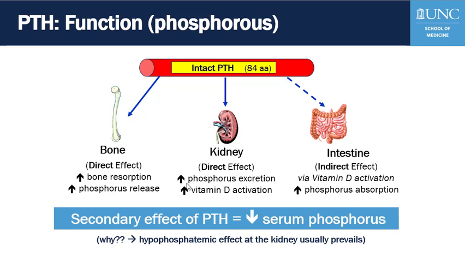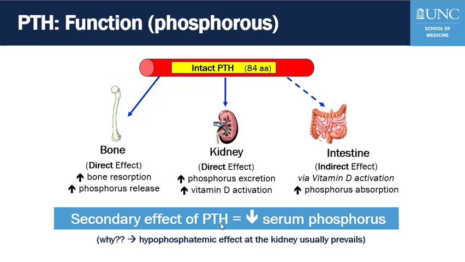Then at the kidney, PTH binding to its cellular receptors in the nephron will increase the excretion of phosphorus into the urine. And remember that this is the opposite of PTH's effect on urinary calcium. The second function of PTH on the kidney is identical to what we just saw, which is to promote the formation of active vitamin D. And this activated vitamin D, just as we saw before, will act at the intestine to increase dietary phosphorus absorption as well as that dietary calcium absorption.